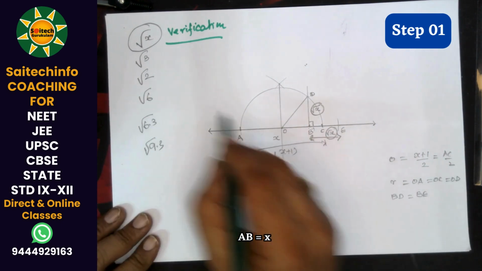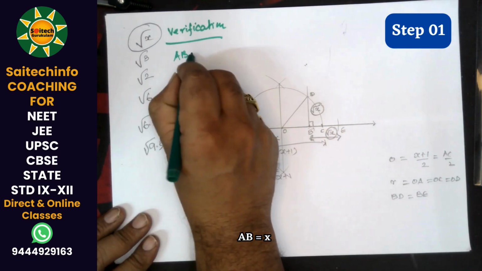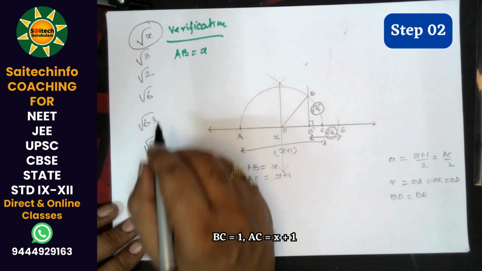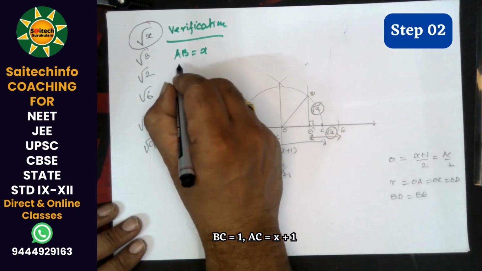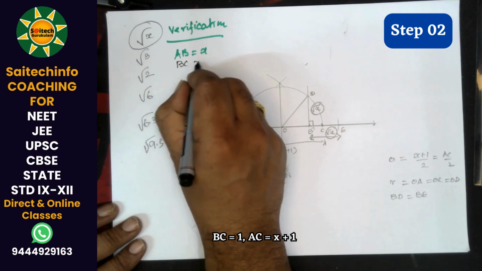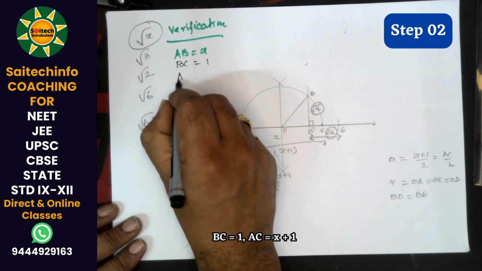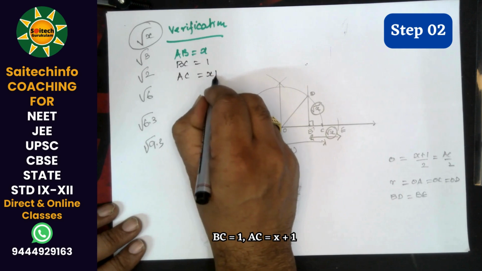So what is AB? AB is taken as X. Is it clear? And what about BC? That is 1. Take down, BC is equal to 1. Now what about AC? That is X plus 1. Is it clear?